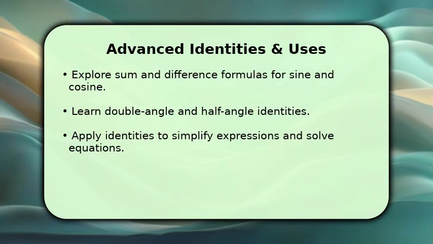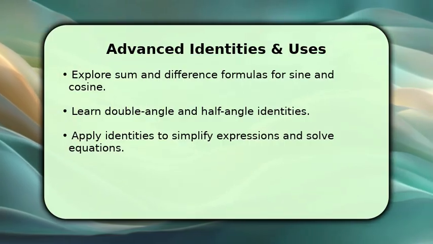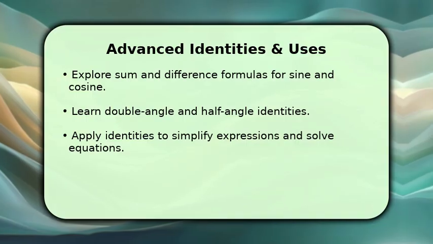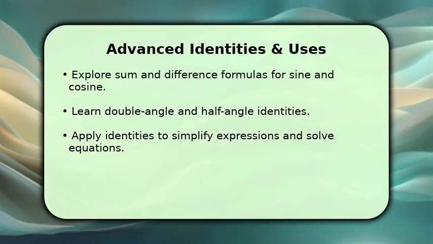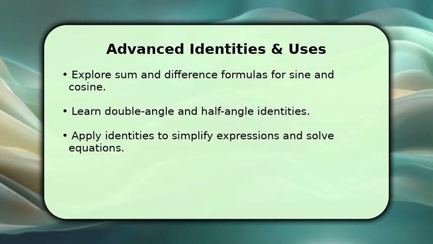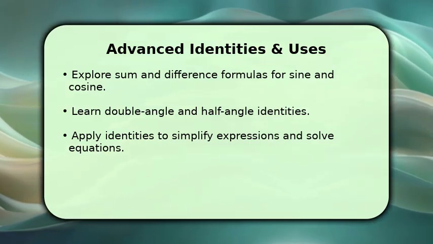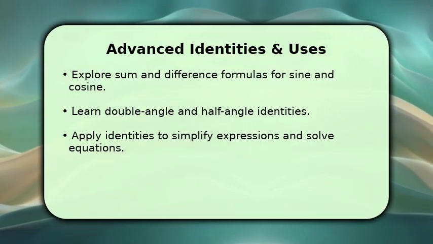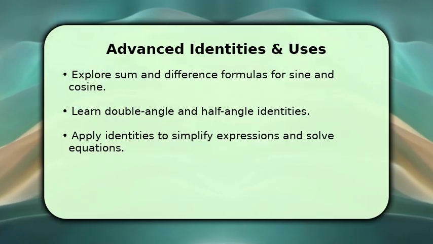Once you've mastered the basics, it's time to explore more advanced identities. Delve into the sum and difference formulas for sine and cosine, which are essential for combining angles. Next, learn the double angle and half angle identities, crucial for simplifying expressions involving multiples or fractions of angles. These powerful tools allow you to simplify complex trigonometric expressions and solve challenging equations, expanding your problem-solving capabilities significantly.